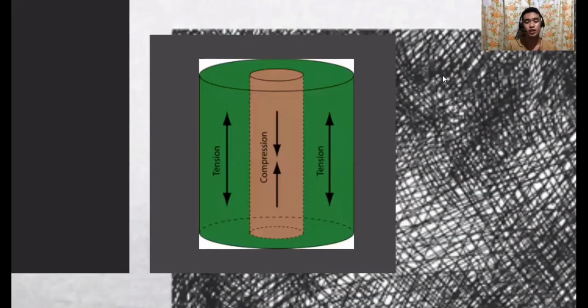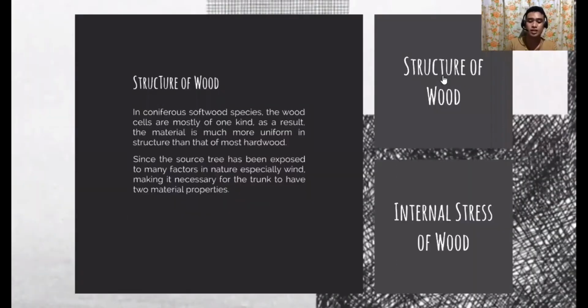The compression part is associated with the hardwood, because the hardwood is composed of less moisture. That's why it is more resistant to compressive forces, while the softwood has more moisture. Thus it has less resistance to compression, but it is more resistant to tension. Just like what I said earlier, since the tree has been exposed to many factors in nature, especially wind, it is necessary for the trunk to have two material properties.